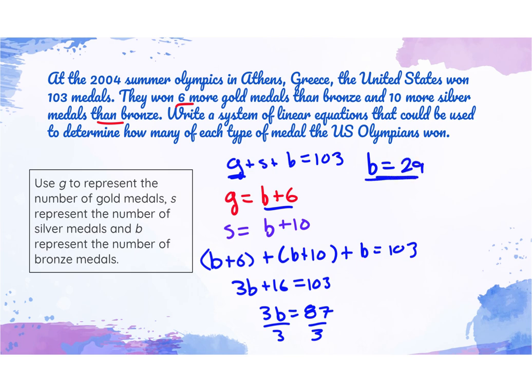So if bronze equals 29, gold is going to be bronze plus 6, so 35. Silver is going to be bronze plus 10, so that's going to be 39.